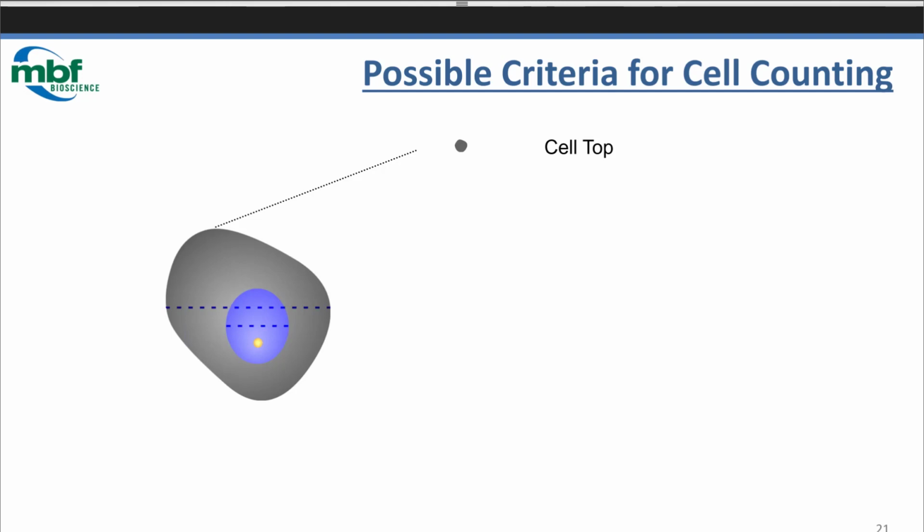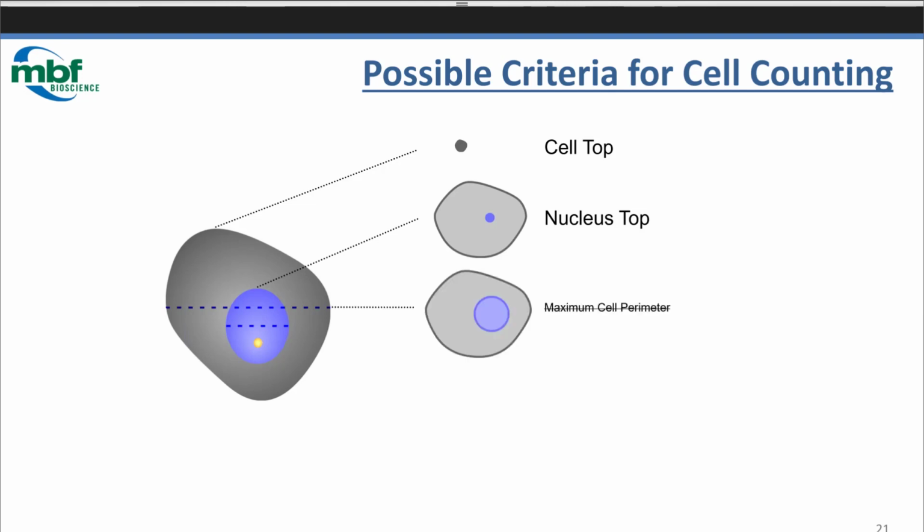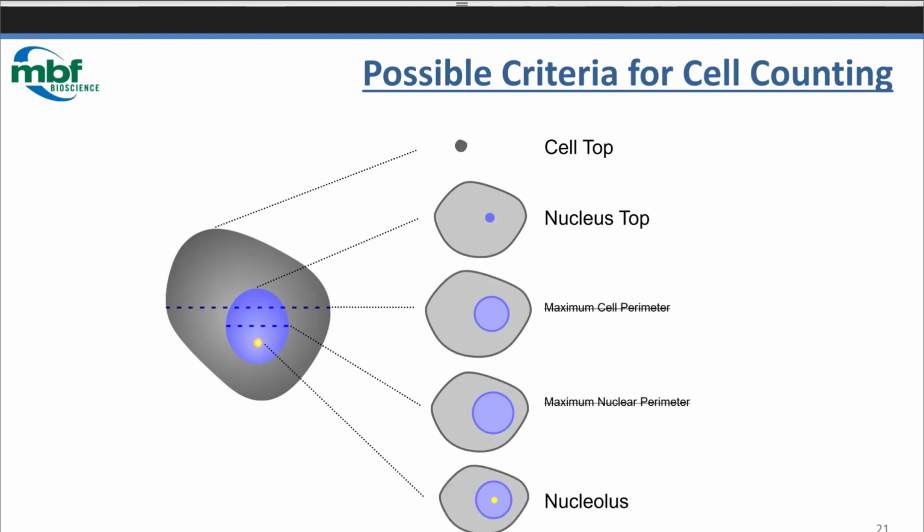So you can use this top of the cell. If it's a stellate-shaped cell, you may want to use the top of the nucleus. They're usually nice and oval. Stay away from the widest extent of the cell or the nucleus. If there's only one nucleolus, you can use that nucleolus as the handle for the cell. We are dwindling the volume of the cell down to a point, so there won't be any bias due to the shape, size, or orientation of the cell.